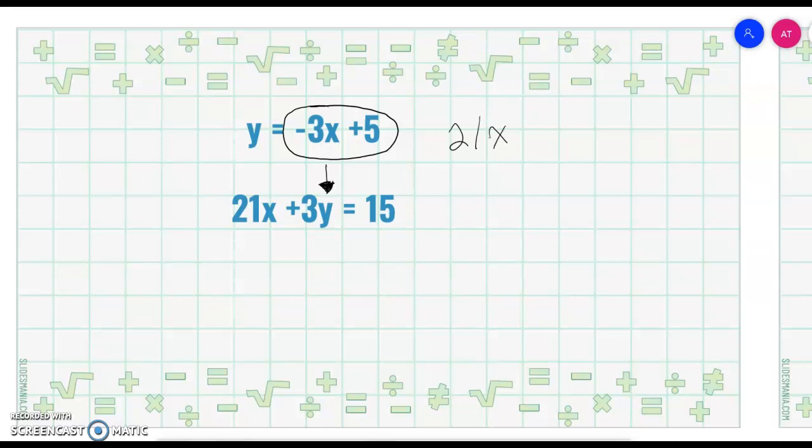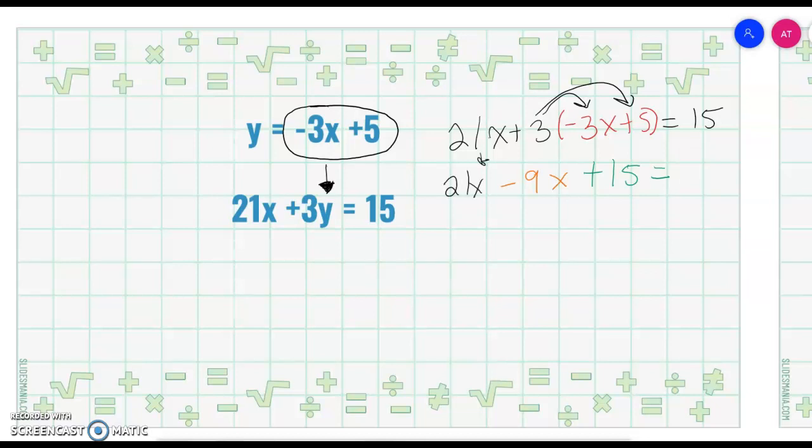So I have 21x plus 3 parentheses, I'm sorry, not 3y, negative 3x plus 5 equals my 15. So I'm going to distribute. A negative times a positive, so I have negative 9x. And a positive times a positive is a positive, so 5 times 3 is 15. And since I didn't do anything to the 21x and the 15, I'm just going to bring them straight down.